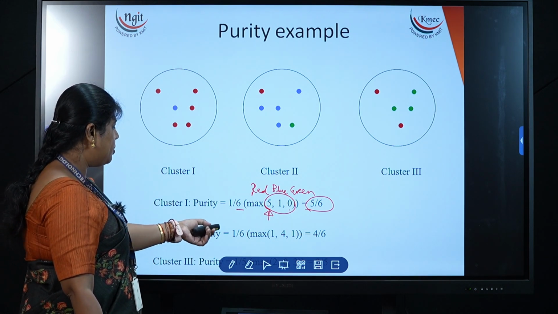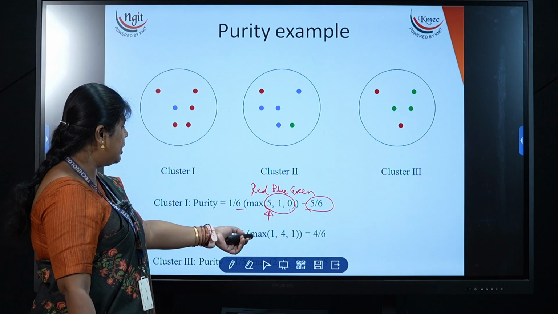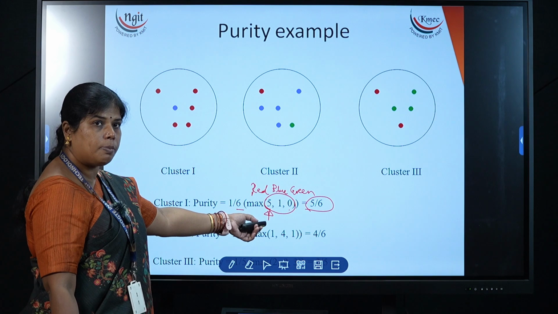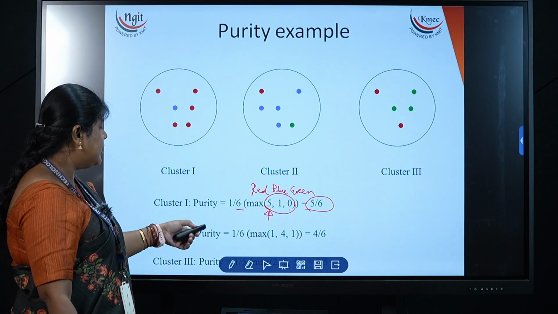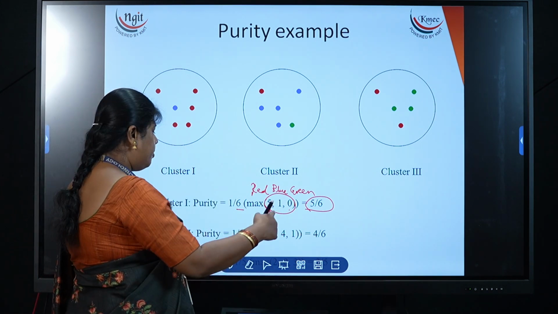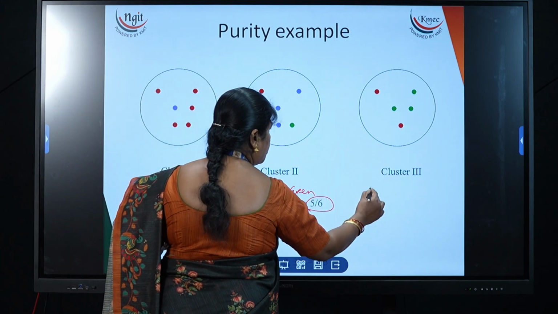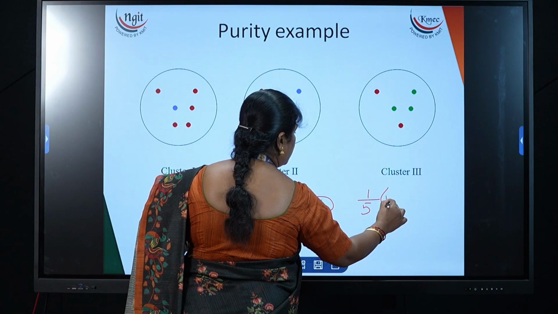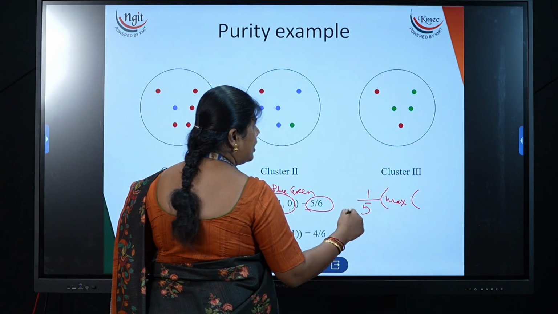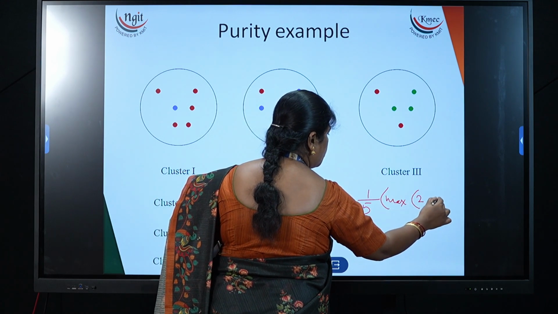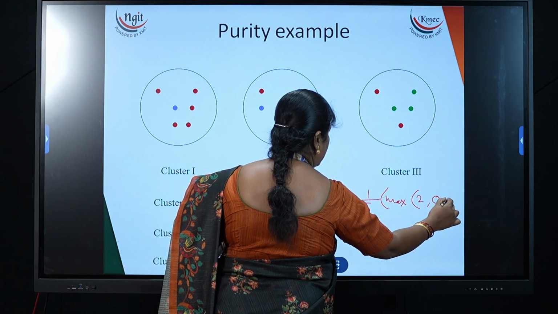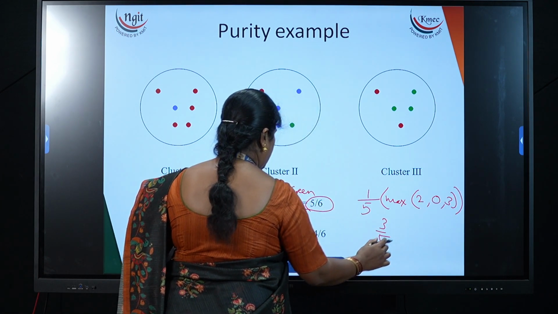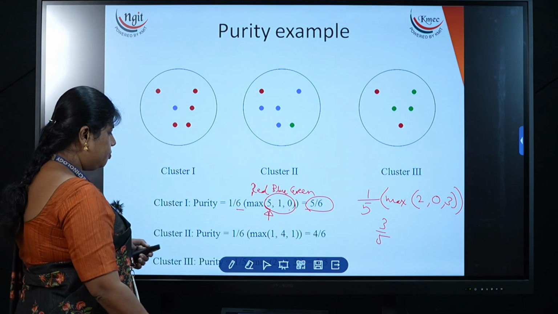Now, when I am considering the purity of cluster 2, the red count is 1, blue count is 4, green count is 1. So the maximum is 4, divided by 6. In the same way, I should be able to find it for cluster 3. How many total documents are there? 5. Now I want to find the max of red count 2, blue count 0, green count 3. What is the maximum of it? 3. So what is my purity? 3 by 5.